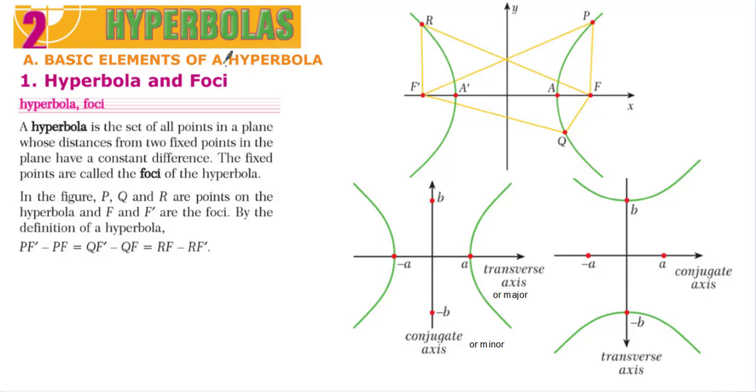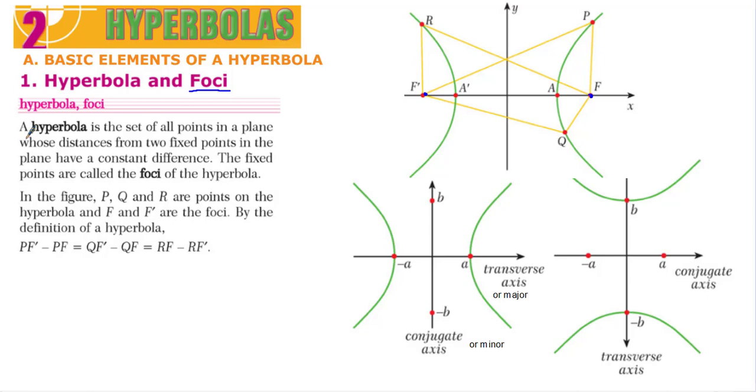In this video, I'm going to explain hyperbolas and their elements. The basic elements, firstly from the definition, are the foci. Like in other conic sections, there are two foci again for the hyperbola, and we are going to use the difference in the definition.